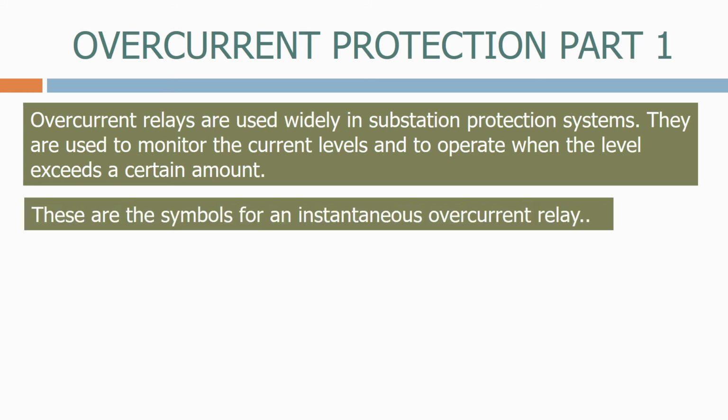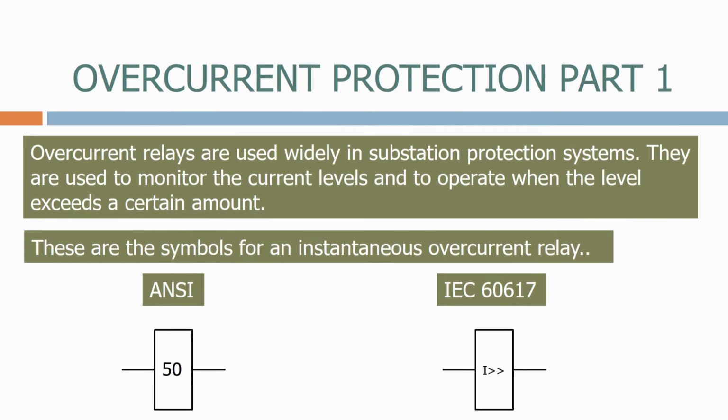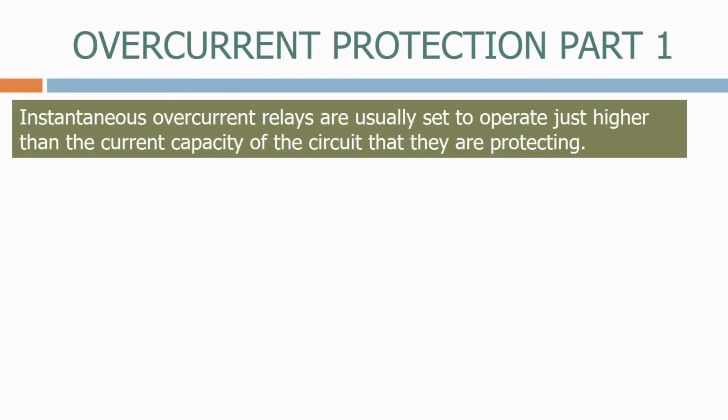These are the symbols for an instantaneous overcurrent relay. We have the ANSI symbol and the IEC symbol. Instantaneous overcurrent relays are usually set to operate just higher than the current capacity of the circuit that they are protecting.